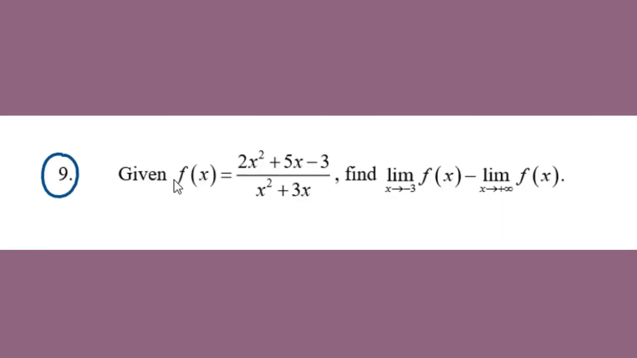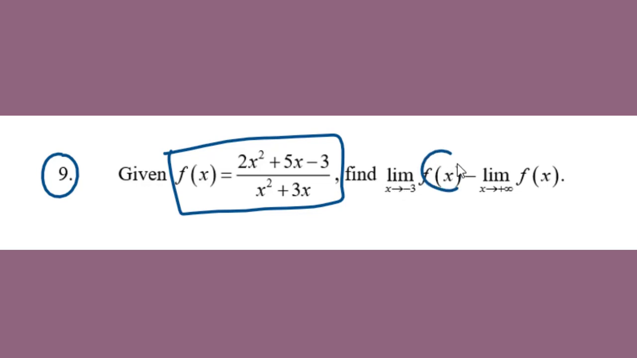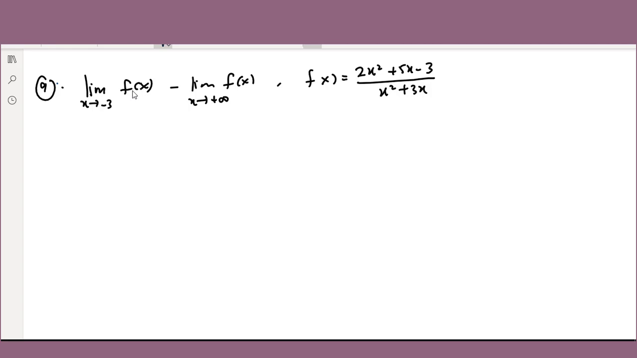Number 9. Given this function, find limit f(x) as x approaches negative 3 minus limit f(x), the same function, but x tends to positive infinity. We're going to discuss number 9: limit f(x) as x tends to negative 3 minus limit f(x) as x tends to positive infinity. So we try to do this separately. We do this one first.